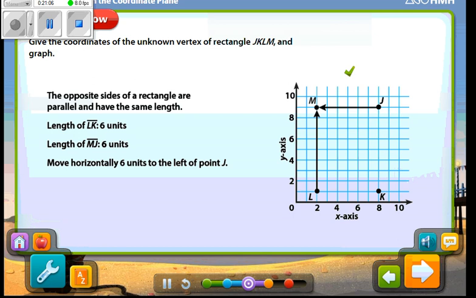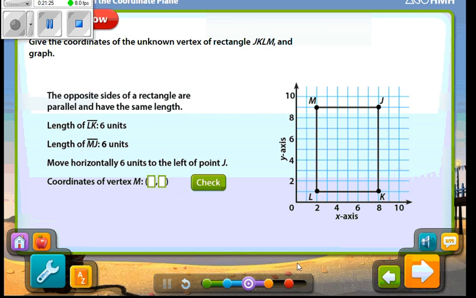Good job. Point M is on the same horizontal line as J and the same vertical line as L. Connecting the points forms the rectangle. So what are the coordinates of vertex M?